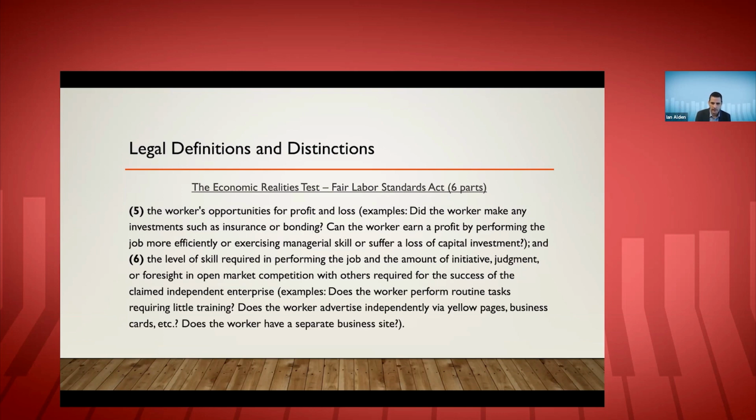And then the final parts, this is a 6-part test. You look at the workers' opportunities for profits and losses. This is a fun one. Put a pin in this because this is at the heart of a recent change that's getting rolled back on the federal side. But you look at the workers' opportunity for profits and losses. For example, did they make any investments? Can they earn a profit by being more efficient?